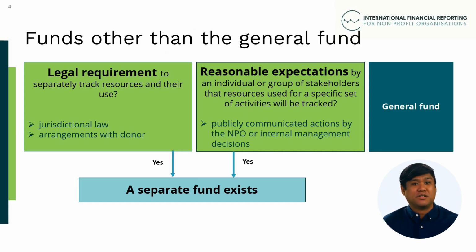Each NPO needs to determine whether it has funds other than a general fund. INPAG takes a principles-based approach, which looks at the substance of a transaction rather than its legal form. A separate fund will exist in two instances. Either, there is a legal or equivalent requirement to separately track resources and how they have been used. Or, stakeholders have a reasonable expectation that resources will be used for a specific set of activities, and that those resources will be tracked. These stakeholders can be external, such as funders, or internal, such as the governing body. If no separate funds are identified, an NPO will only have a general fund.